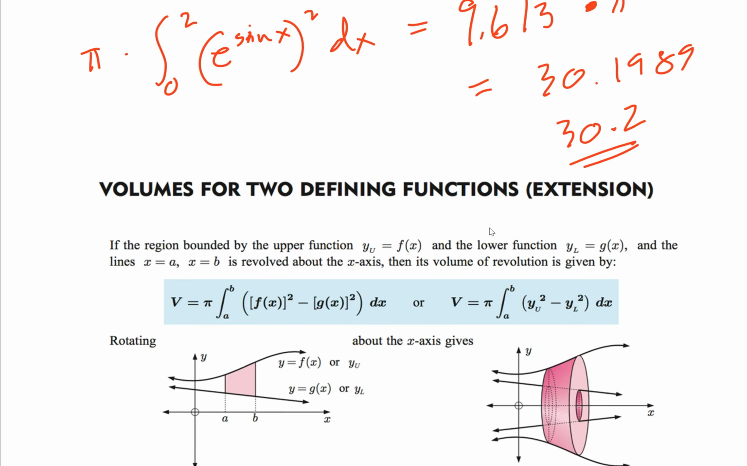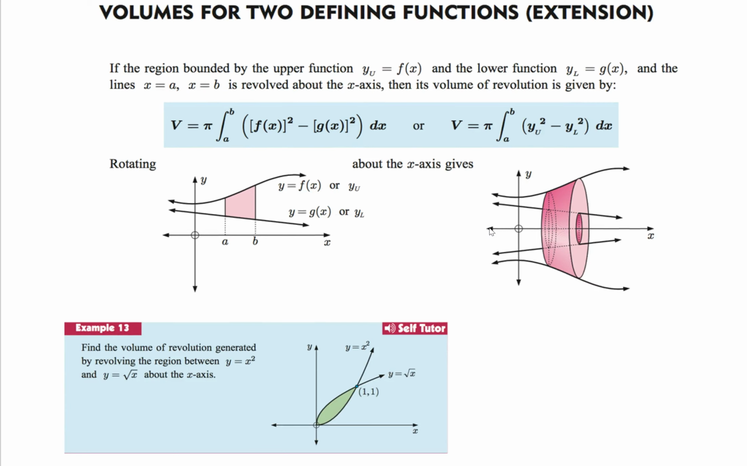So let's go on to what we want to find: volumes between two curves. So let's look at this one here, right? We're going to get that little spot and we're going to spin it around. So you get something like that.